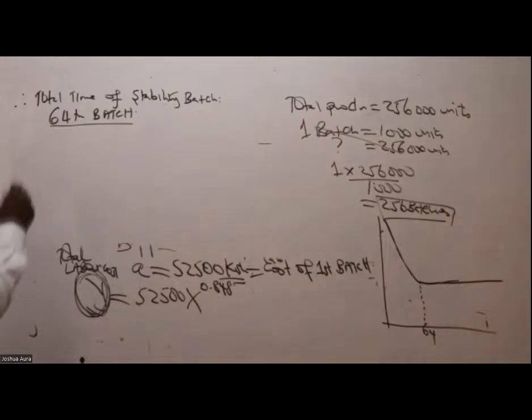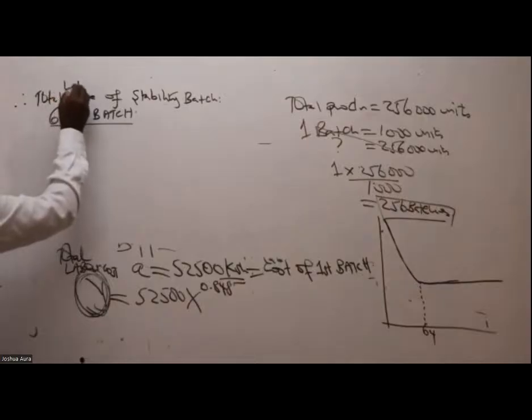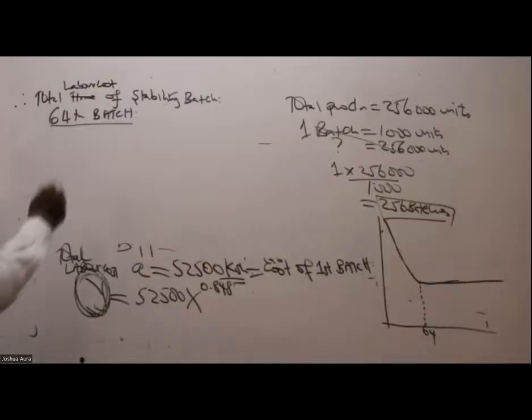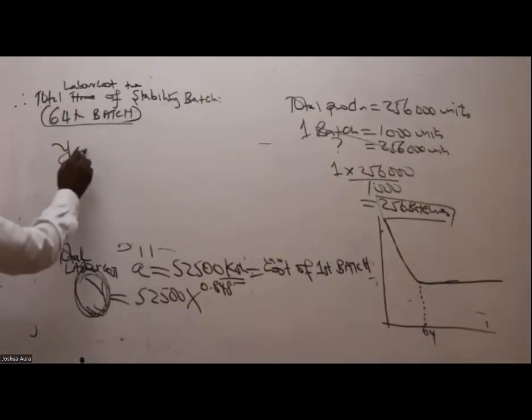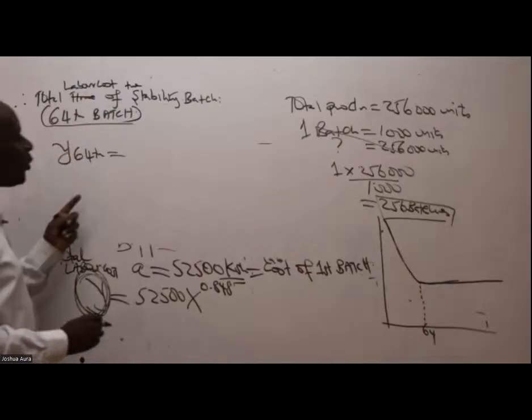So, I should have used the words total labor cost. Total labor cost of the stability batch, the 64th batch. Then they want me to give them why the 64th. Of course, I need to expand this. This needs expansion. So how do I get to expand this?